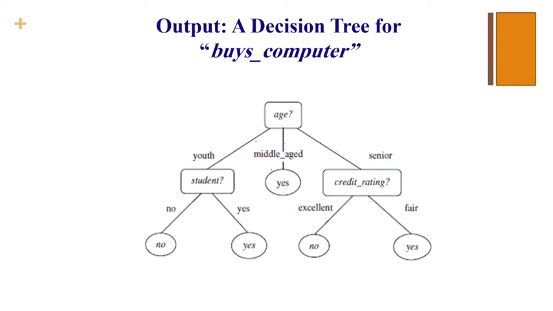Now, something happened here. This is what we are looking for. Just after selecting middle age, you have all yes. The implication is, if you start with age as your first attribute for this decision tree, then it means that all samples that have middle age are categorized as yes. They're going to buy a computer.